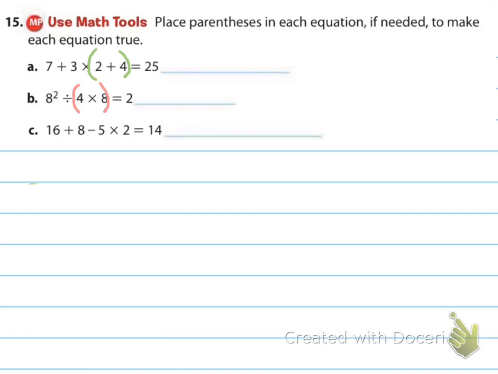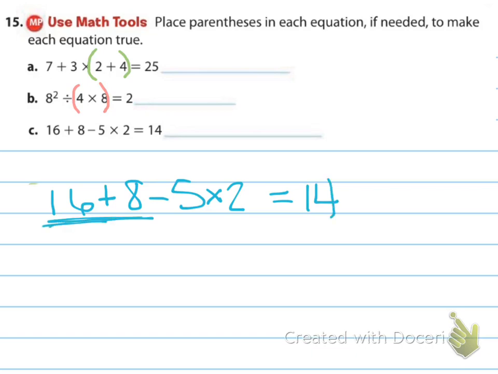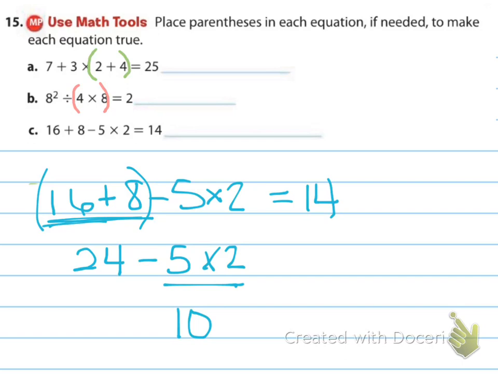Alright, so the next one, we have 16 plus 8 minus 5 times 2, and I want it to equal 14 in the end. We can start here and say, okay, I want 16 plus 8 to be inside the parentheses. So that would be 24, and then I would bring down everything else. Now remember, please excuse my dear Aunt Sally, that multiplication would come next, because if these were parentheses, those would go first. And now multiplication is next. And I do 24 minus 10, which is 14. Ding, ding, ding. So I got lucky that time, and I know that 16 plus 8 is what needs to be in parentheses.